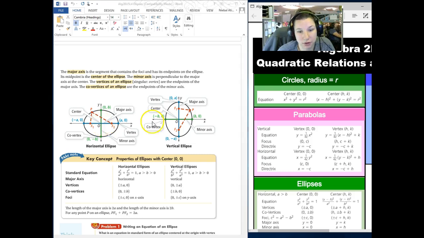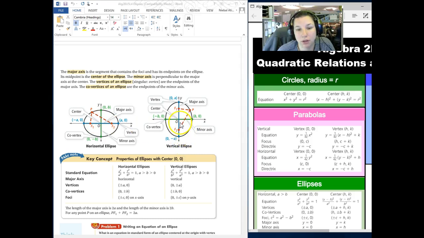So you have your center, right? It's going to be the center of the ellipse. Then you have a major axis and a minor axis. The major axis is going to be whichever one is longer. So notice in a horizontal ellipse, it's called horizontal because it's longer horizontally than it is this way. That's why the horizontal axis is the major axis.